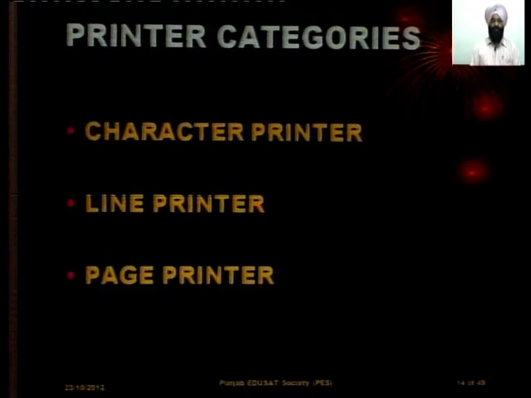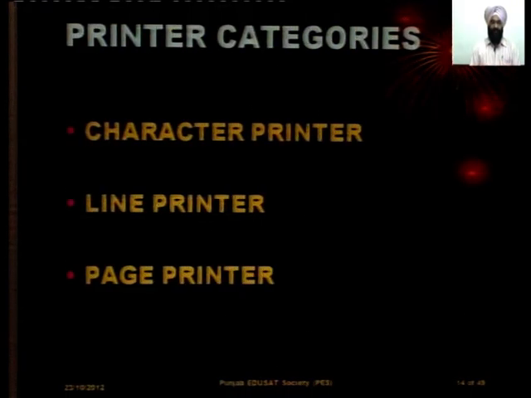The printer categories on the basis of the speed or the efficiency are character printer, line printer and page printer. In case of character printer, the printing is done by printing one character at a time and then combining that, the full line and full page are printed.